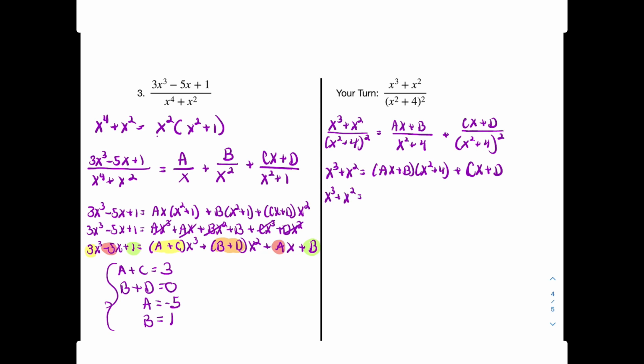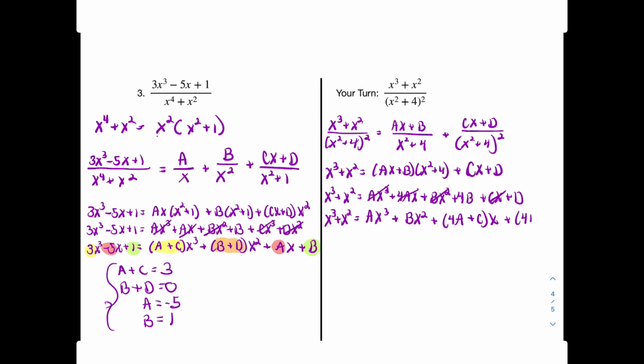So we're going to do the full method for these, multiply these two together. So that's going to give me ax cubed plus 4ax plus bx squared plus 4b, and then plus cx plus d. And so combining like terms, my x cubed term is just a. So I have ax cubed plus bx squared for my x squared term, plus 4a plus c for my x term, and my constant term would be 4b plus d.